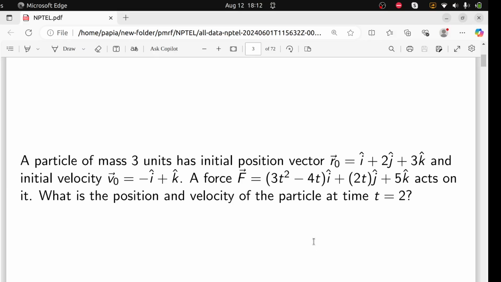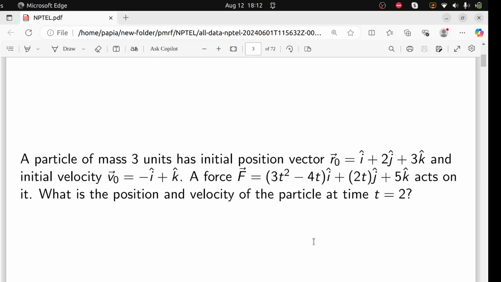A particle of mass 3 units has initial position vector r0 equals i cap plus 2j cap plus 3k cap, and initial velocity v0 equals minus i cap plus k cap. A force F equals (3t square minus 4t) i cap plus 2t j cap plus 5k cap acts on it. What is the position and velocity of the particle at time t equals 2? Okay, so this is the question.